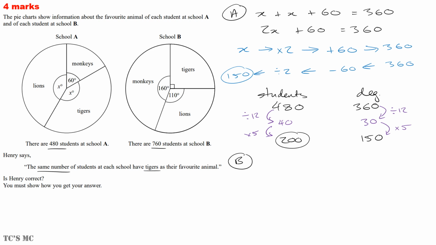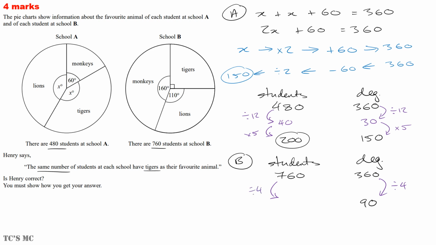Moving on to school B. We have all the angles for school B already, so we do not need to solve an equation. Students and degrees. Again, start with what you know. There are 760 students in total, and there are 360 degrees in total. Tigers is a right angle, therefore it's 90 degrees. We need to go downwards. To go downwards, we need to divide by 4. Do the same on the other side, divide by 4.